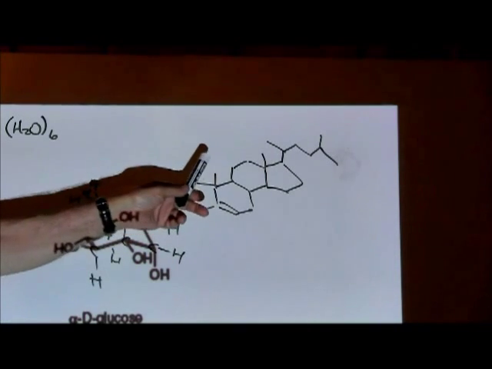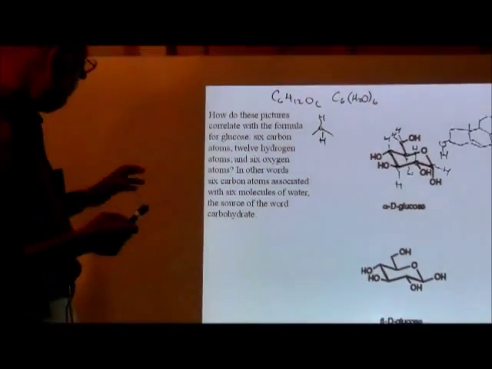Here's a carbon with 4 lines to it. 1, 2, 1, 2, 3, and 4. Here's a carbon here with only 1 line to it, and therefore there has to be 3 hydrogens on that. So we're going to deal with that as we go along in the course.